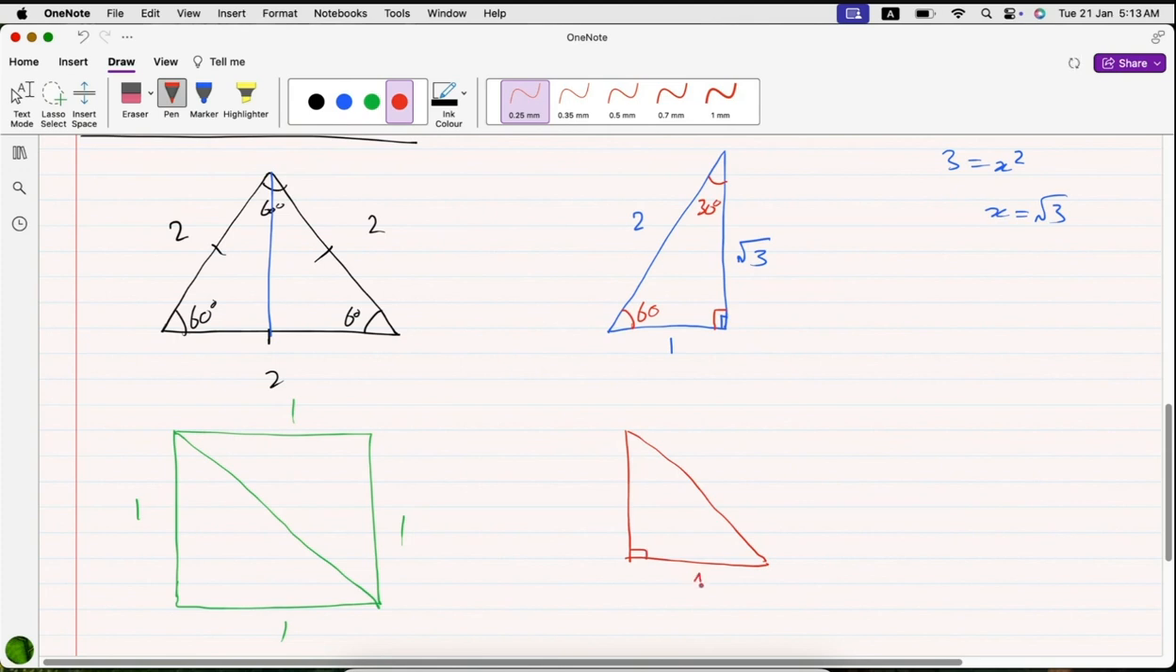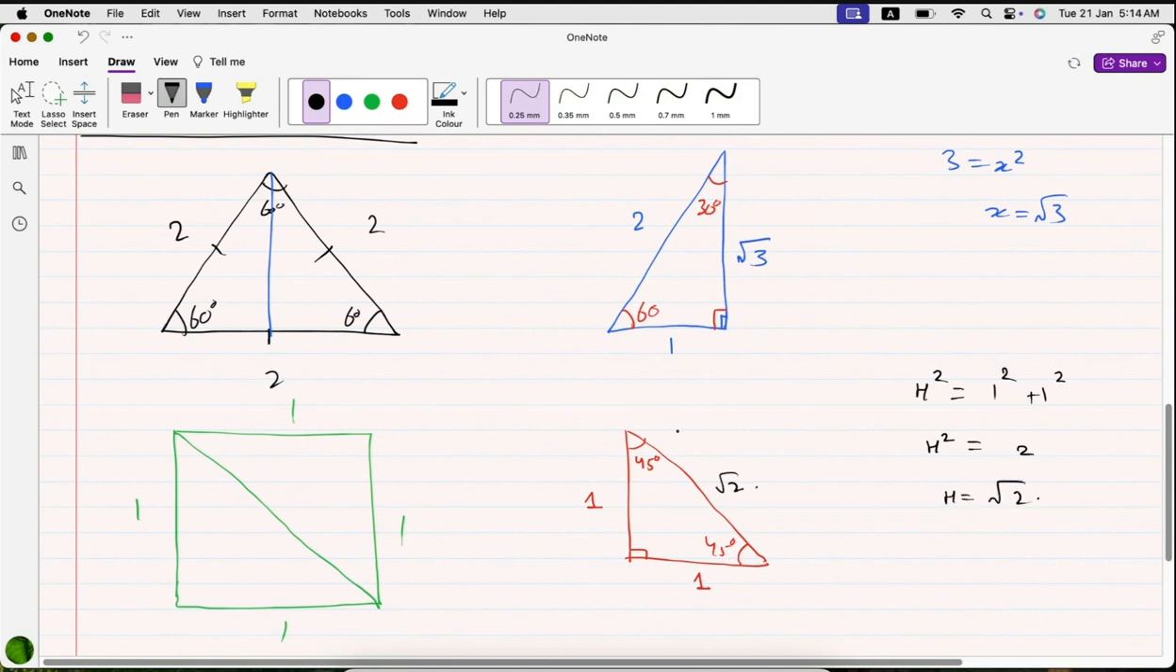90 degrees, this was 1, this was 1. Drawing the diagonal makes this 45, 45 each. Solving the third side: hypotenuse squared is equal to 1 squared plus 1 squared. Hypotenuse squared is equal to 2. Hypotenuse equals square root 2.